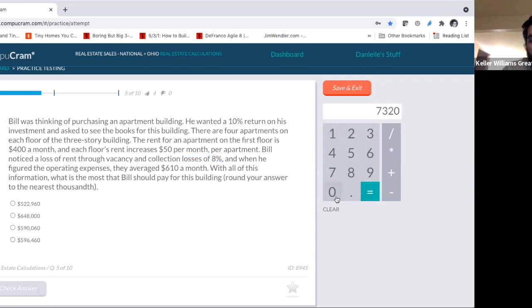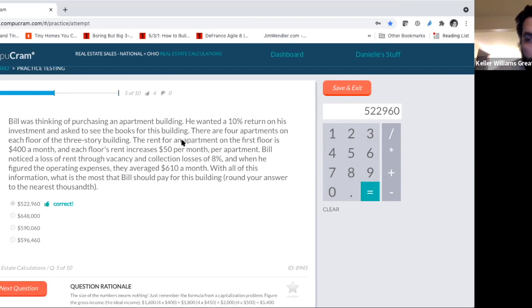So that's 7,320. So now I will take 59,616 minus 7,320. And my net income on this property is now $52,296. I want a 10% rate of return. So I'm going to divide by 0.1, just like we did in the last problem. And that's going to get me to 522,960, which should be our correct answer.